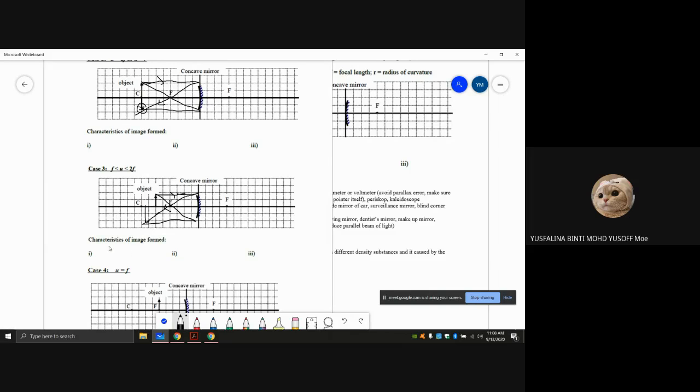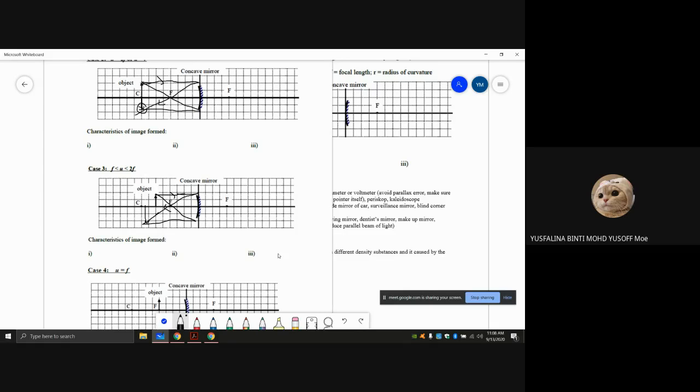So the characteristics: the first one is inverted. You can see the arrow is going down here, so the image is inverted. The image is situated in front of the mirror, so it's real. And the last one is bigger than the object. For this one you have to use a ruler. Make sure you use a ruler to draw the ray diagram. So, bigger than the object.